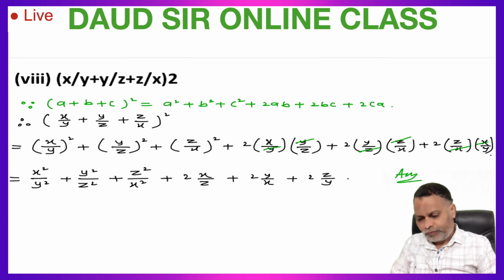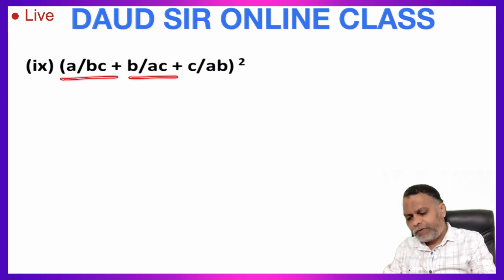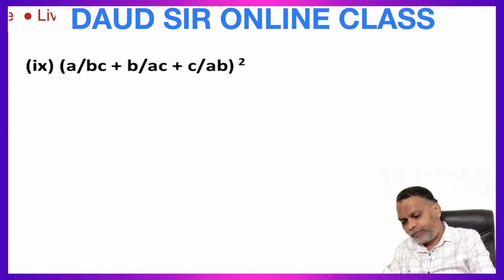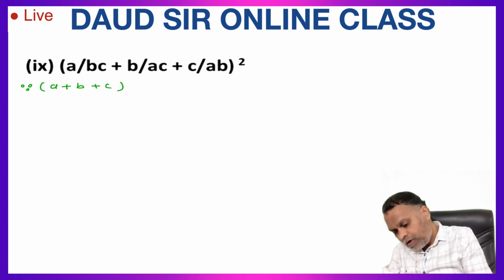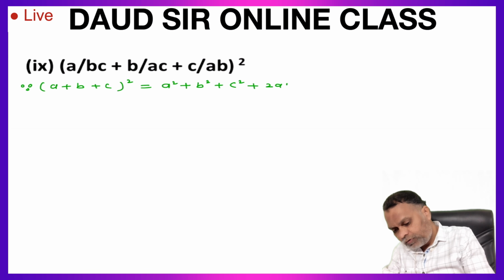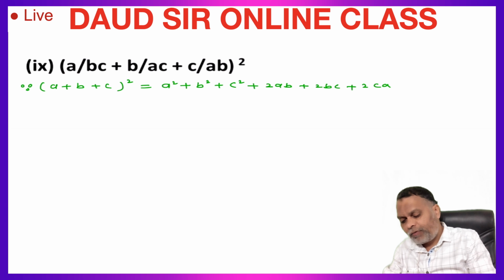Part 9, (a/bc + b/ac + c/ab) whole square. So apply the identity (a + b + c) whole square is equal to a square plus b square plus c square plus 2ab plus 2bc plus 2ca. Here a is equal to a upon bc, b is equal to b upon ac, and c is equal to c upon ab.